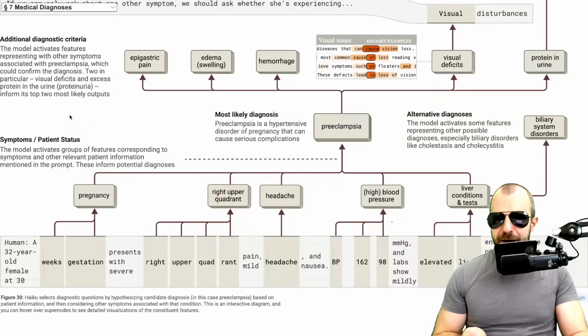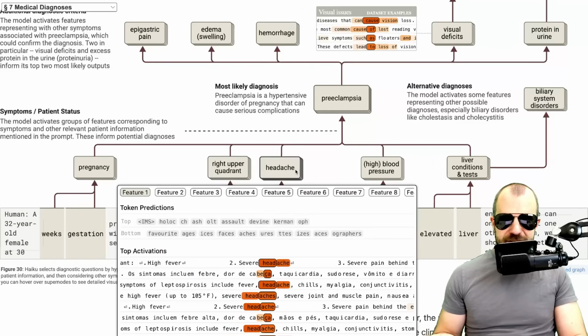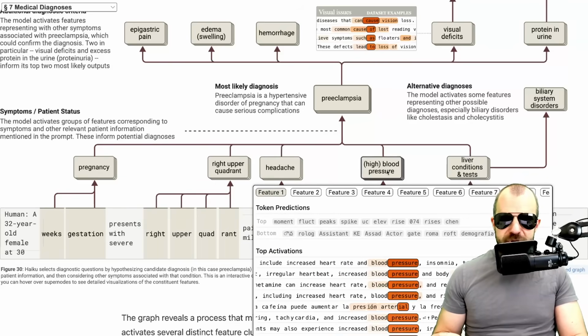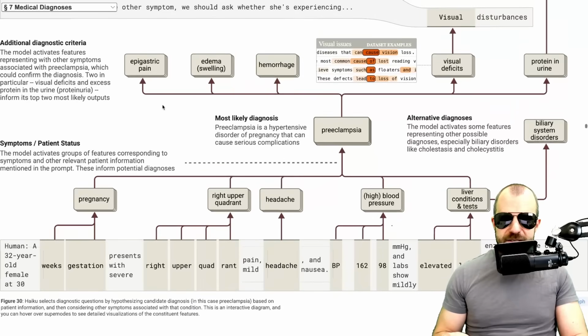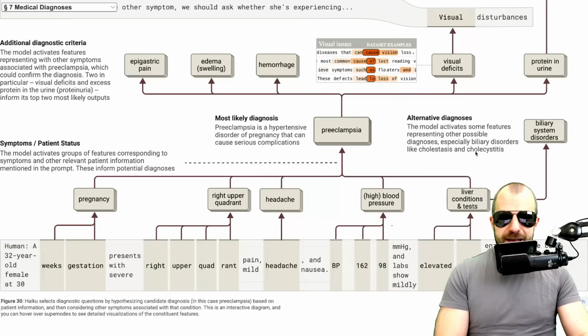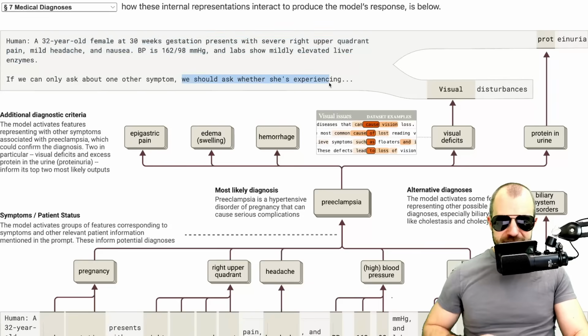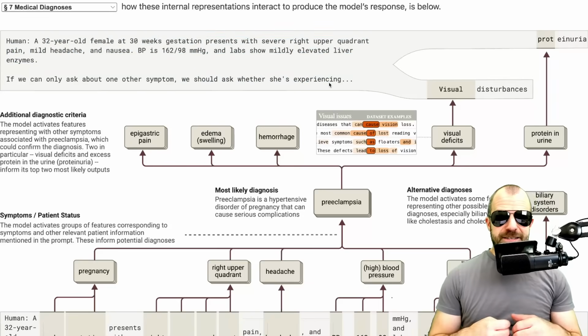So the input here activates a bunch of features that are representative of just the individual symptoms themselves, and the combination of these individual symptoms gives rise to other features that are in the realm of diagnosis. So the features themselves activate other features that represent diagnosis, and as a result of the diagnosis features, we then get different additional diagnostic criteria features. This isn't too surprising, I think, but it is interesting to identify that even though the model sort of directly skips from the input to asking the next question, it internally materializes this diagnosis.